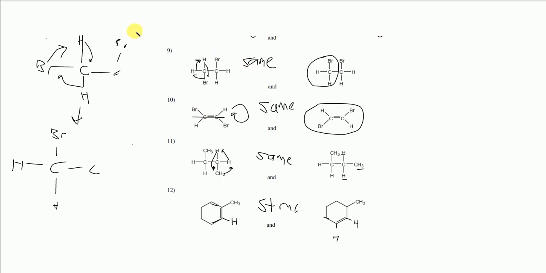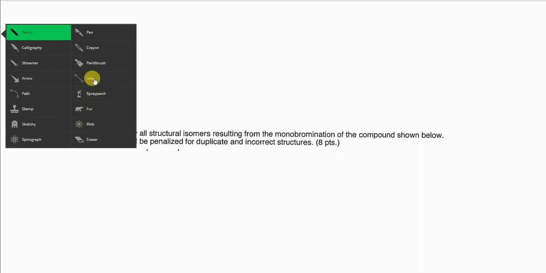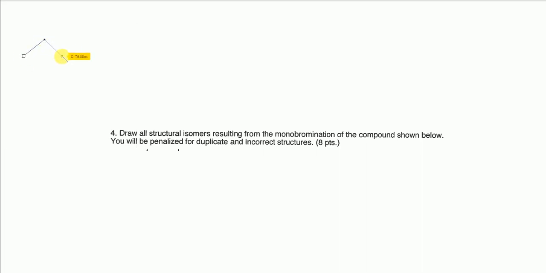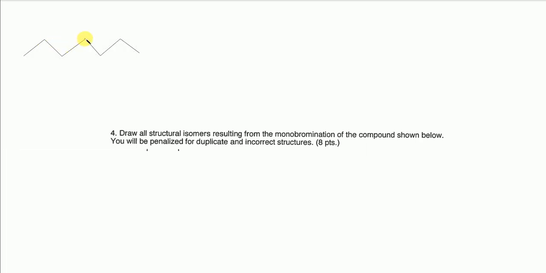And now I want to look at a test problem that will be more like what you guys have to do. Okay, so this is a type of exam problem that you will see. All right, so this is what the instructions will say. It says, draw all the structural isomers resulting from the monobromination of the compound shown below. And I'm going to draw the compound for you guys. The compound is this one.